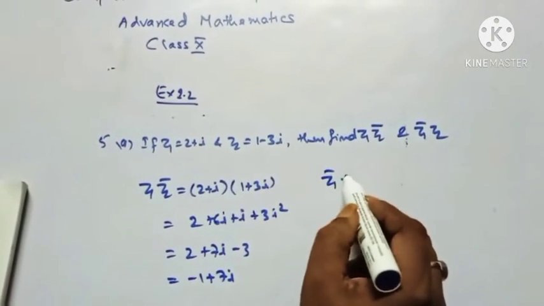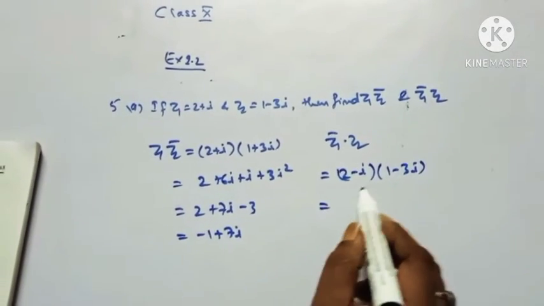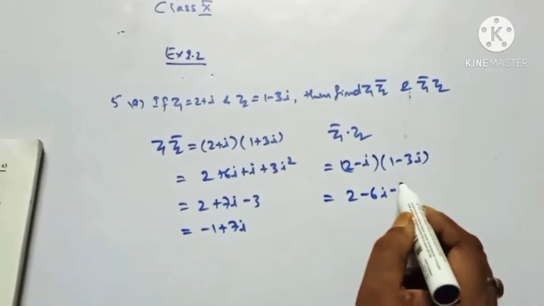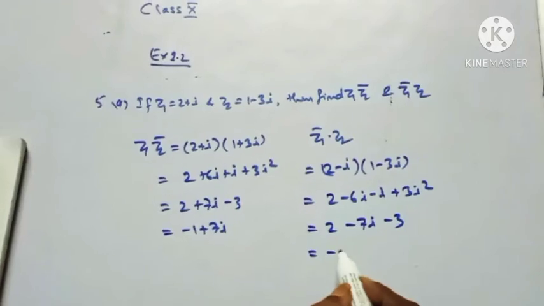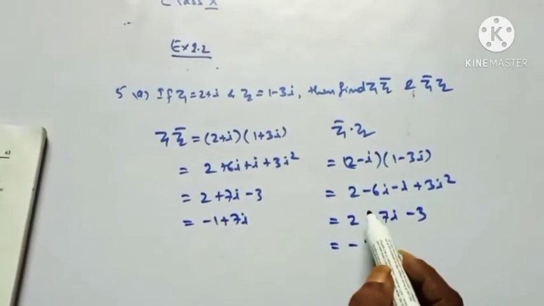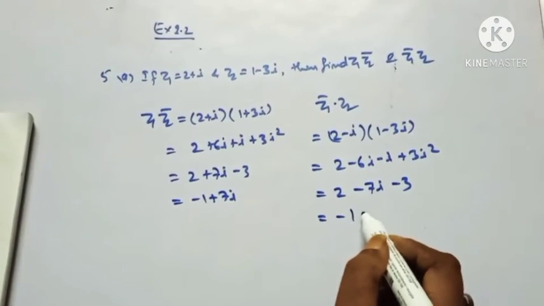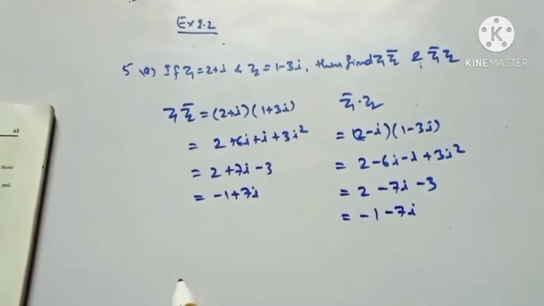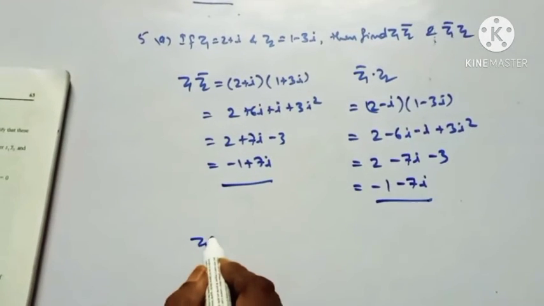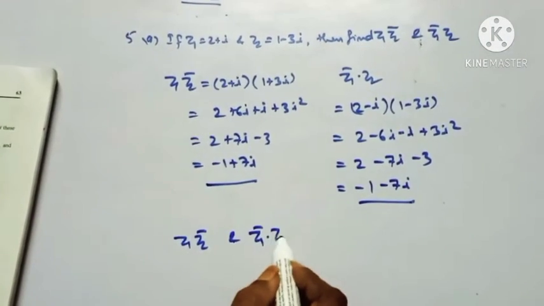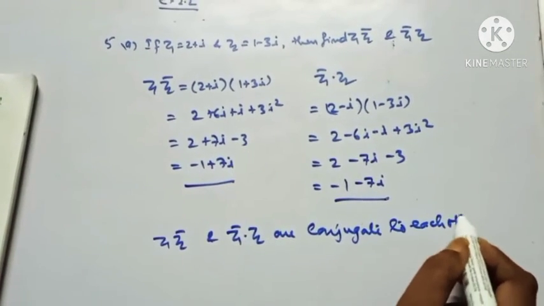Now again z1 bar into z2, this will be z1 bar 2 minus i into z2 1 minus 3i. So this will be 2 minus 6i minus i plus 3i square. So here this will be 2 minus 7i minus 3, so this will be minus 1 minus 7i. So from these two I can conclude that z1 into z2 bar and z1 bar into z2 are conjugate to each other.